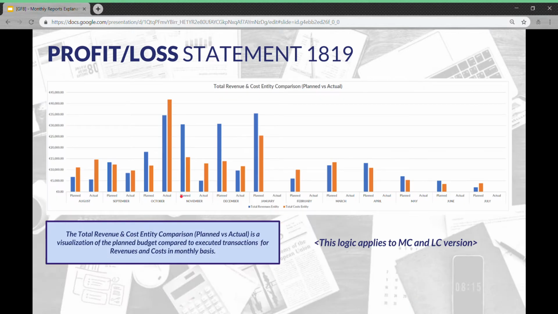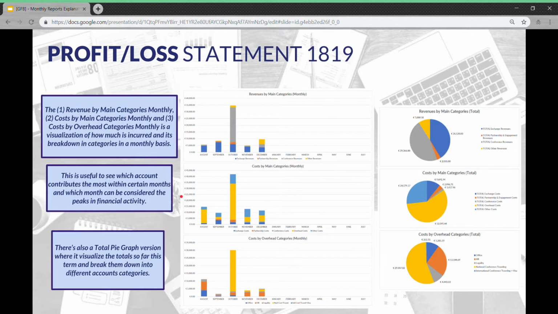Now, this type of graph is just a total revenue and total cost comparison, planned versus actual, per month. This applies to entity, MC, and LC. These graphs are only for the entity part, wherein first is revenues by main categories per month. Next is cost main categories per month, and then cost by overhead categories. You will see the specifics below.